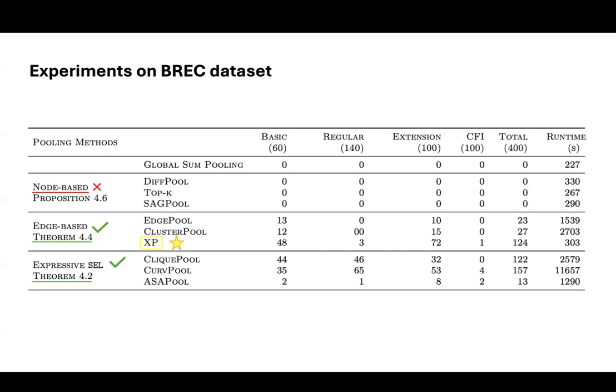So in this work, we proposed and showed sufficient conditions on the pooling operator to increase the expressive power. So we show that it is possible to increase the expressive power of a graph neural network while decreasing the number of nodes in the graph.